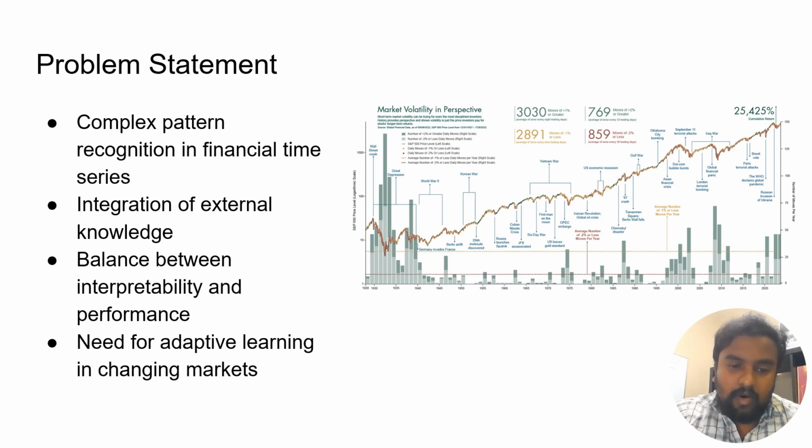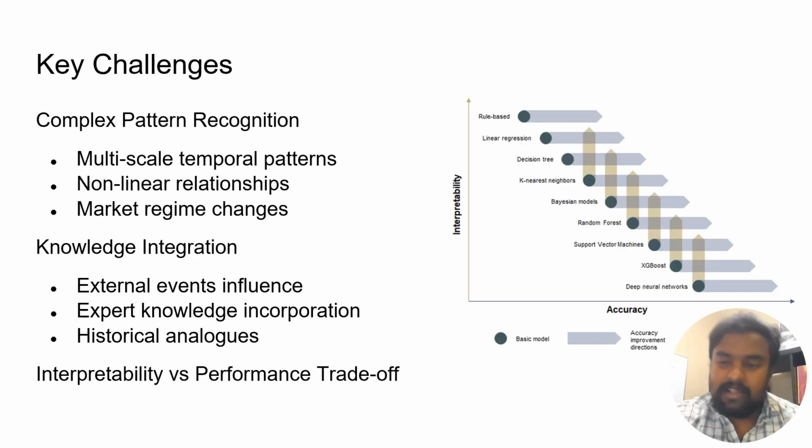So in order to overcome all this, we are going with the challenges. The challenges we are facing are complex pattern recognition and knowledge integration, and the interpretability versus performance trade-off. In complex pattern recognition, there are multi-scale temporal patterns, non-linear relationships, and market regime changes. Financial data shows trends, seasonality, and sudden market shifts, making it difficult to model.